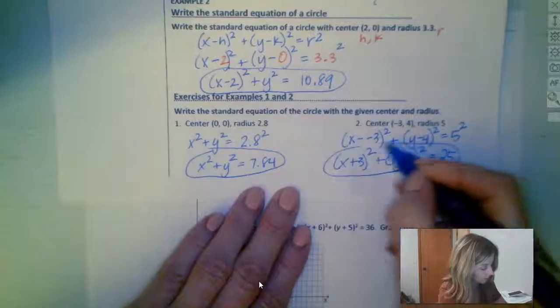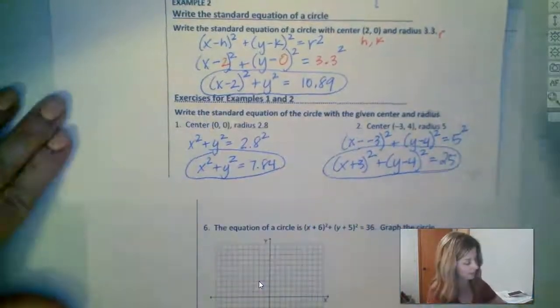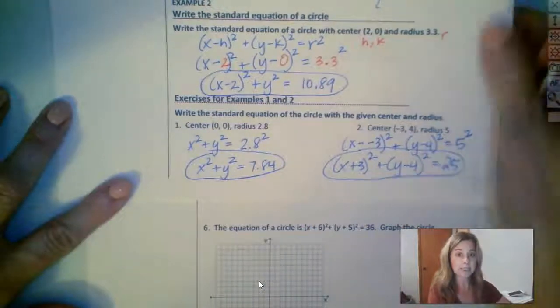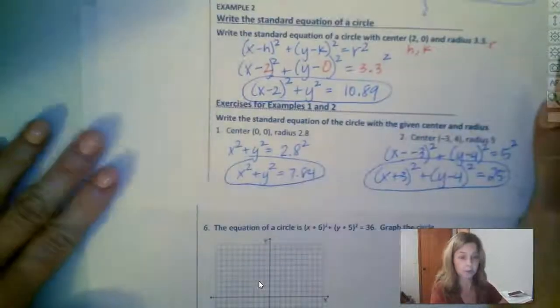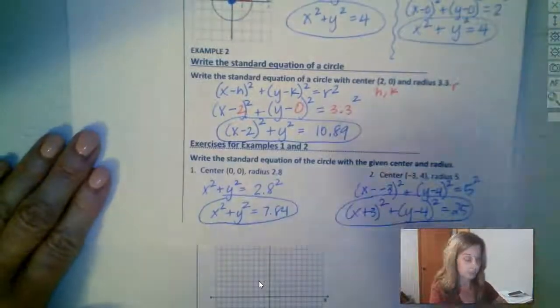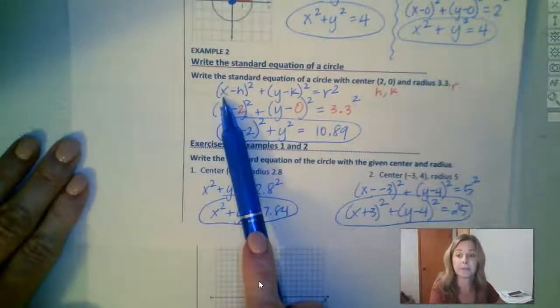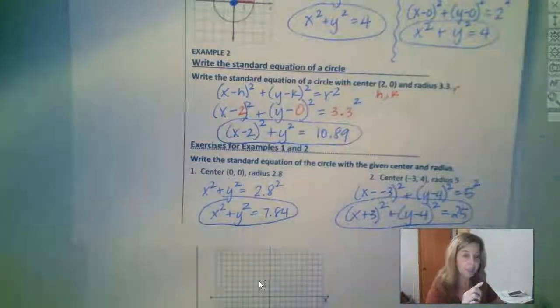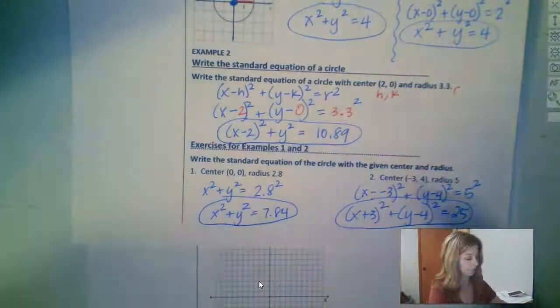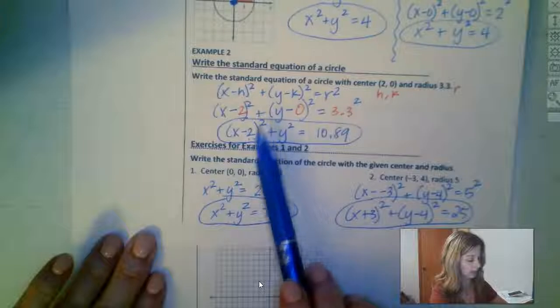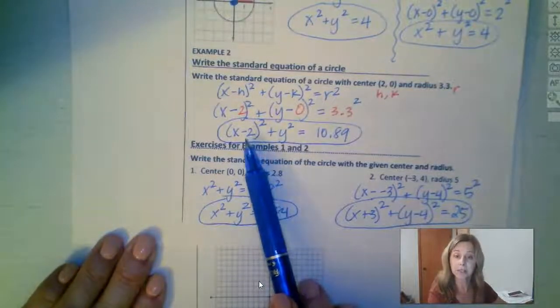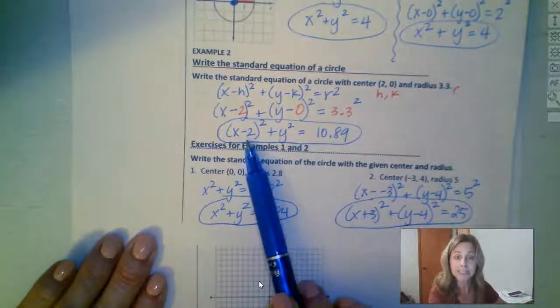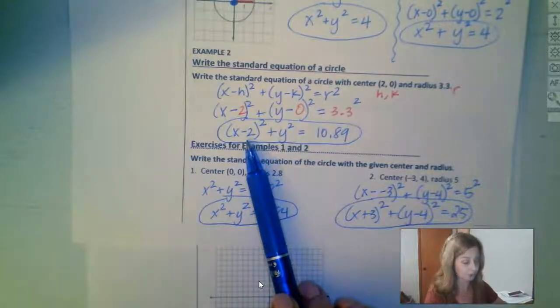So I want you to notice before we go on, because the standard equation is in the form of x minus the center, y minus the center, it looks like we're switching the sign. So when I look at this equation, if I see a -2 in the formula, my center is actually at +2.